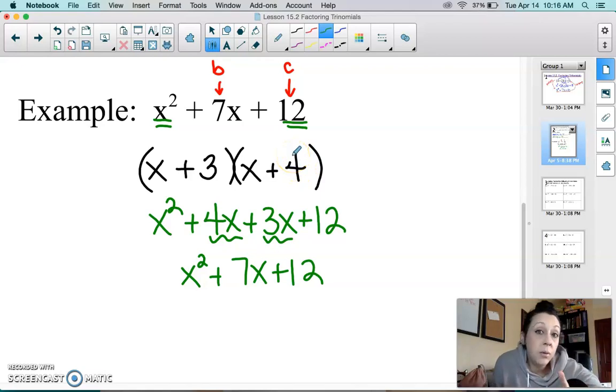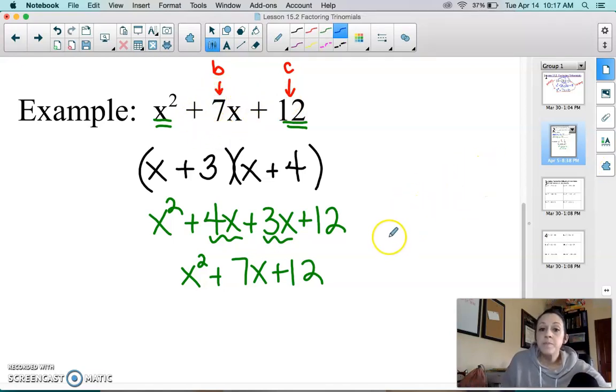Here's why. Here's the important thing. 3 and 4 worked for two reasons. One, because 3 times 4 is 12. But reason number two, because 3 plus 4 is 7. Okay, so here's the pattern. You want to multiply to equal your third number. 3 times 4 equals 12. But you want those numbers to add up to the middle number of 7.